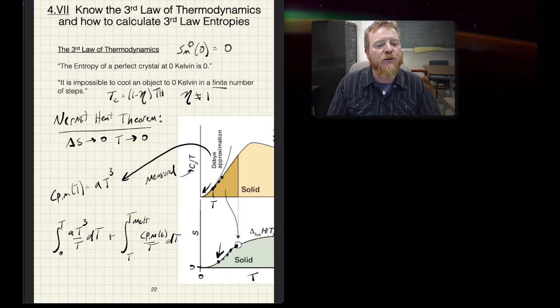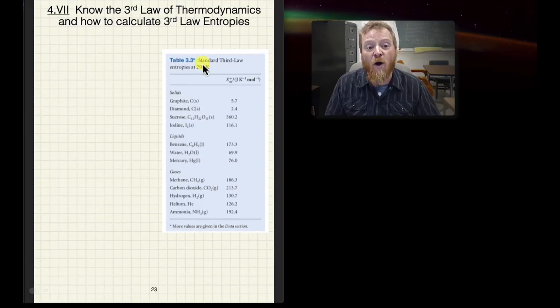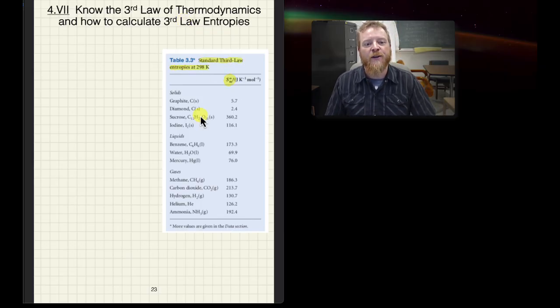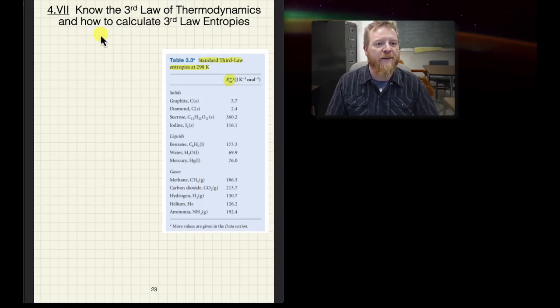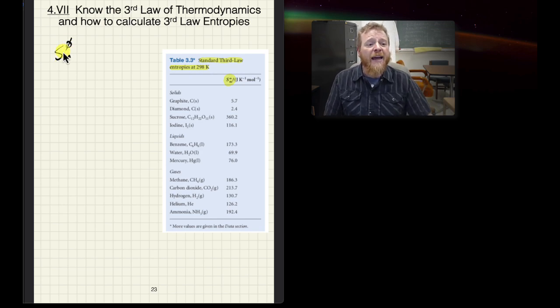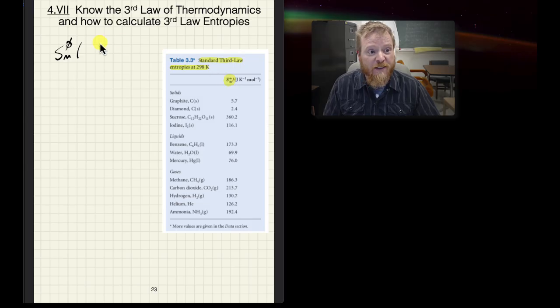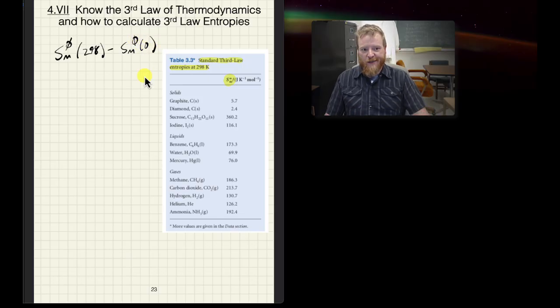Okay. So after doing that, that gives us what we call our standard third law entropies. Let's highlight that. The symbol for that is given right there. I drew that on that previous slide, SM with that little 0, sometimes there's a little crosshatch there. What that signifies is the molar entropy where the standard means 298 Kelvin, all the way down to 0 Kelvin.